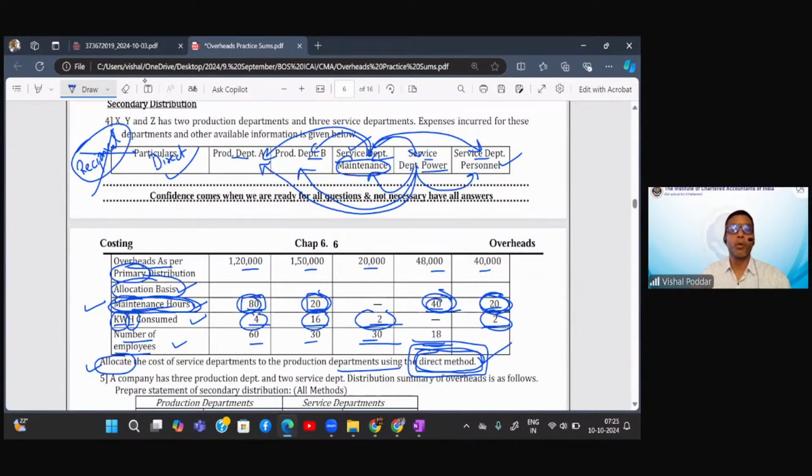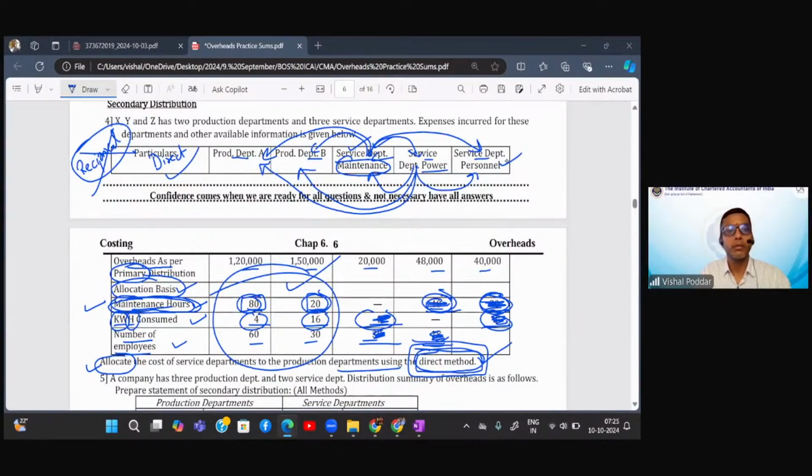I will do a reciprocal sum by direct by simply ignoring. If I ignore what one service department is doing for another, now automatically the sum will become of direct. And now answering your question, if the sum becomes of direct, will your problem be there? What you are asking, beta? Your problem is solved. After these three apportionments, all service departments will be zero.